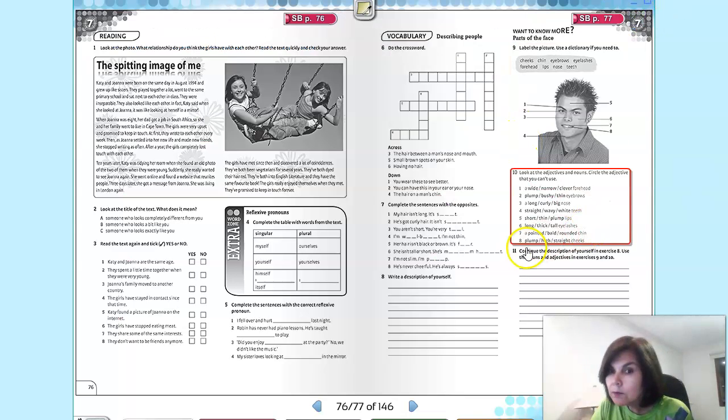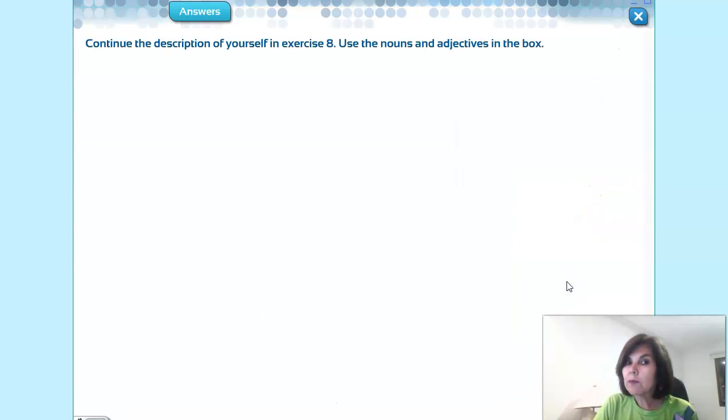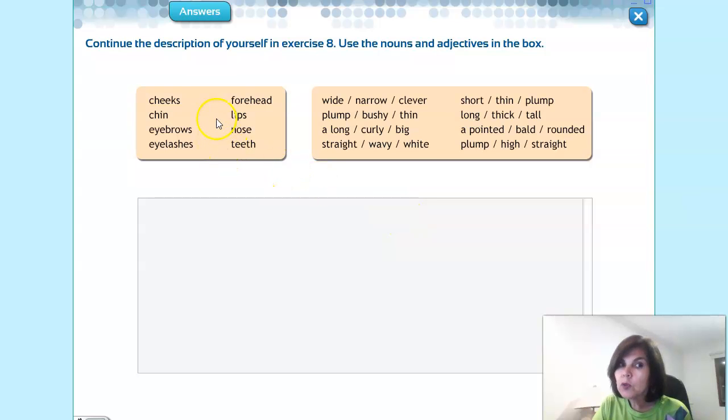And now that you have more vocabulary words, you can continue talking about yourself. In this case, you need to write a description of yourself, using all these, okay? But the ones that really belong to you.